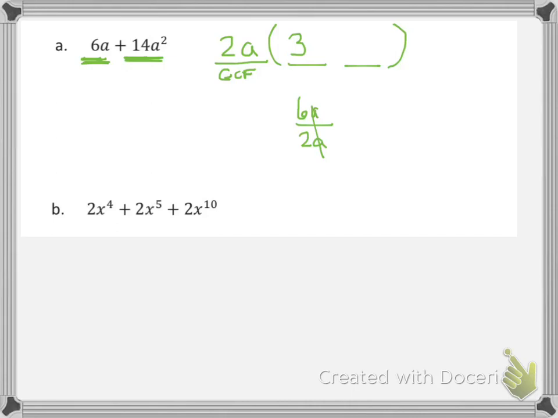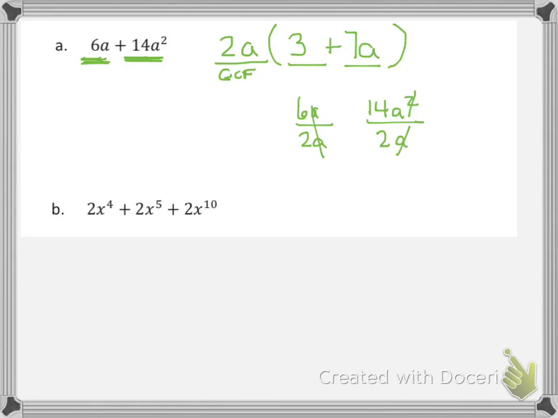All right, my second term is 14a squared divided by my GCF, which is 2a. And 14 divided by 2, well, that's a positive 7. And up here I have 2 a's. Down below I just have 1. So one of these a's cancels out with one of those, and all I'm left with is a. So I get 2a times the quantity 3 plus 7a.